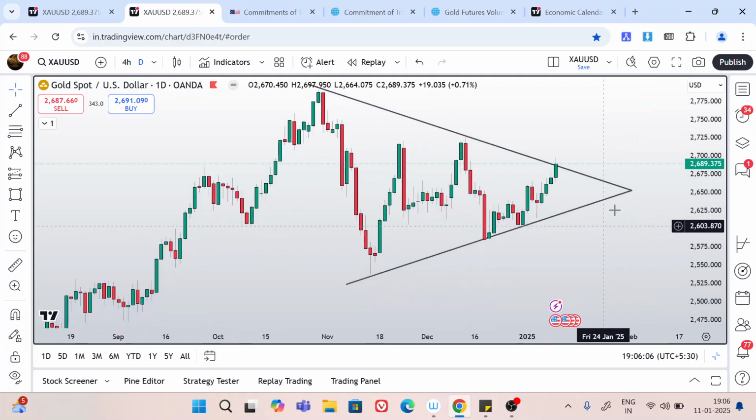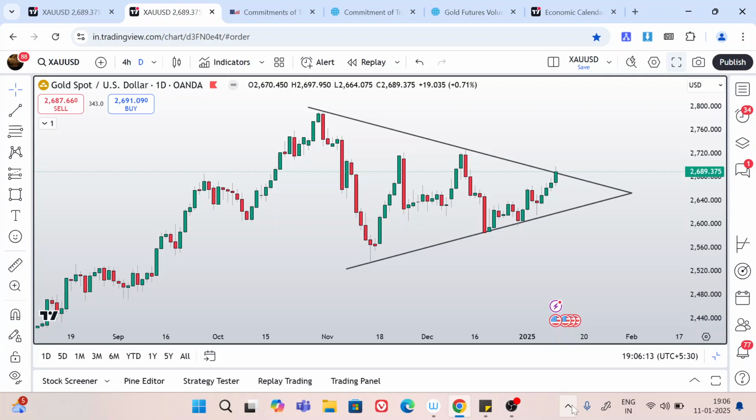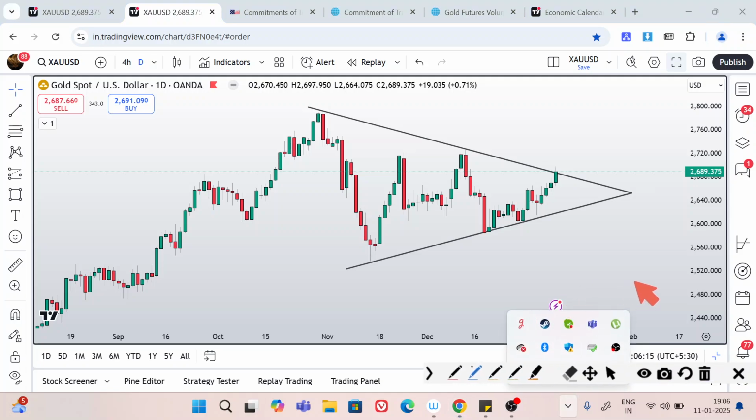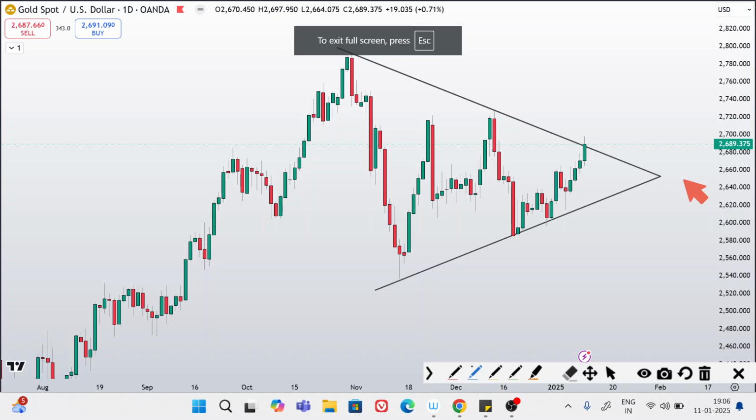So as you can see on the daily chart, the price previously, as you can see, the price currently is closed right at this trend line resistance. Yes, it seems like the price is breaking out, but we do not have a good breakout.